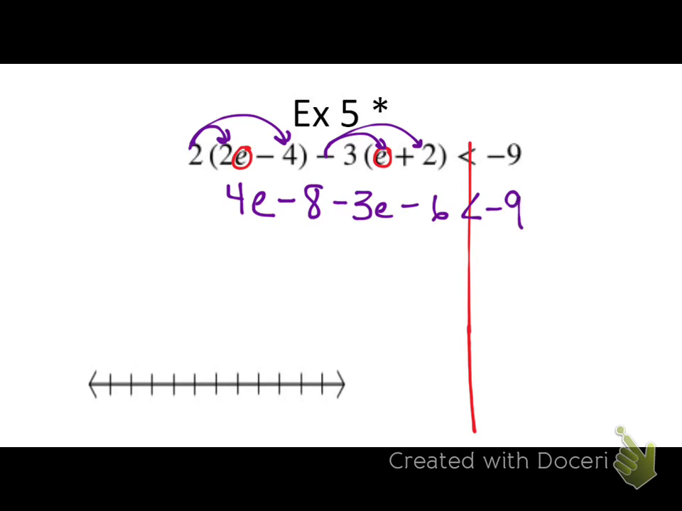All right. So after you distribute, what's the next step, Maddie? Okay. What are your like terms up here? 4 and 3. How about take that sign in front of the 3? And what are my other like terms? 8 and 6, and negative 8. Okay, go ahead and combine your like terms for me. 4 minus 3 is just 1e, not negative. Okay, and then what's negative 8 minus 6?